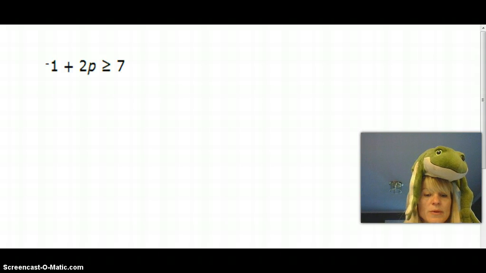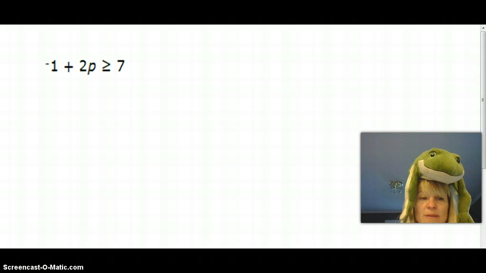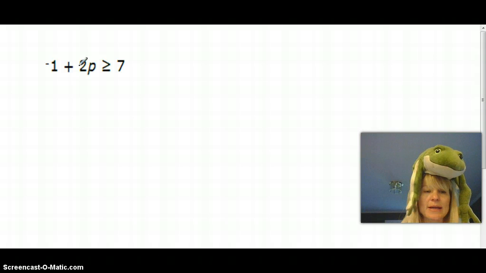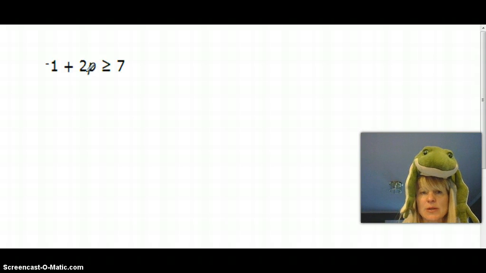Okay, so I'm going to solve for p. And just like any two-step equation, you always want to get rid of the adding and subtracting first and then take care of any multiplying and dividing. So I look over here and I see a plus. This says 2 times p, so I know I want to do that second. I've got to get rid of this -1.